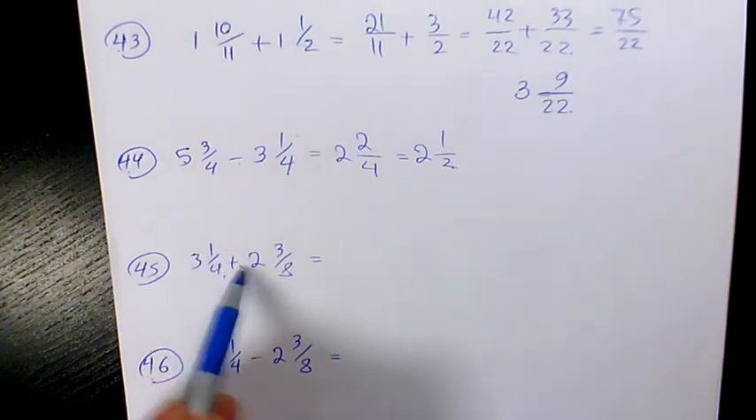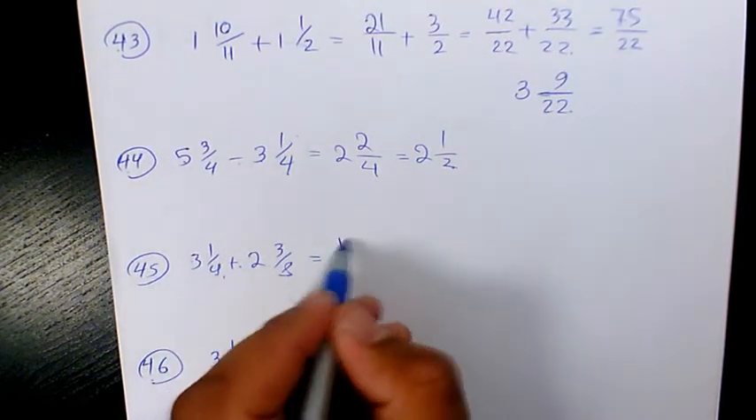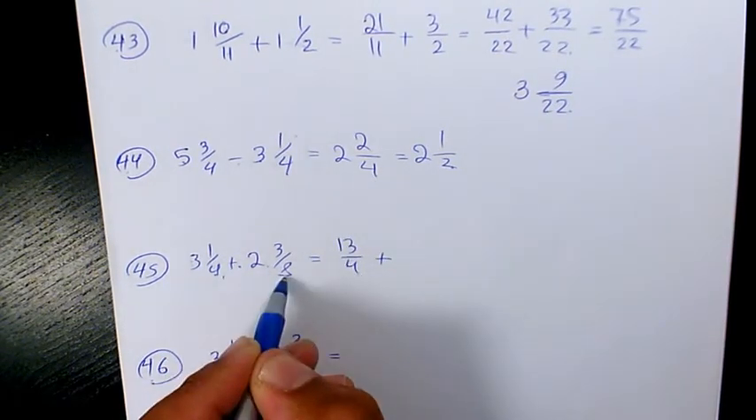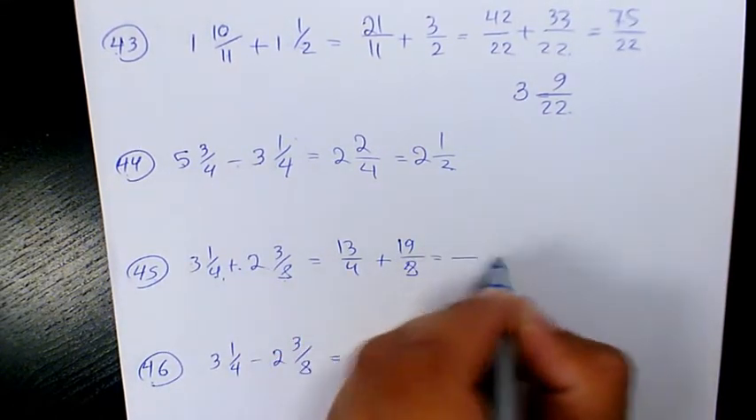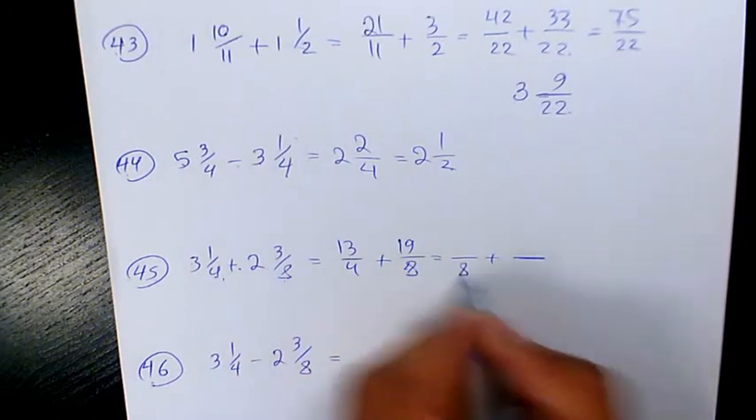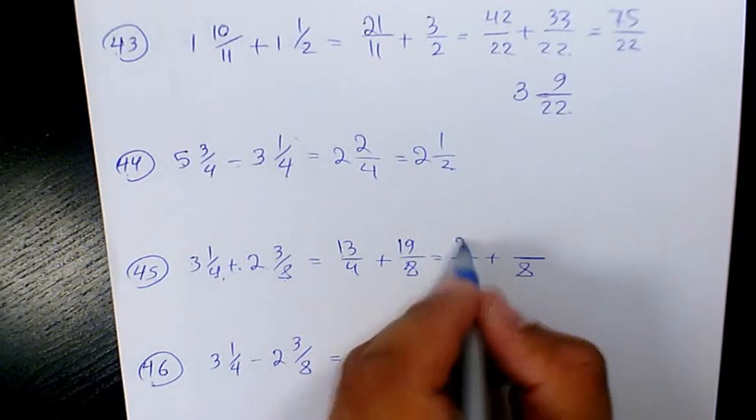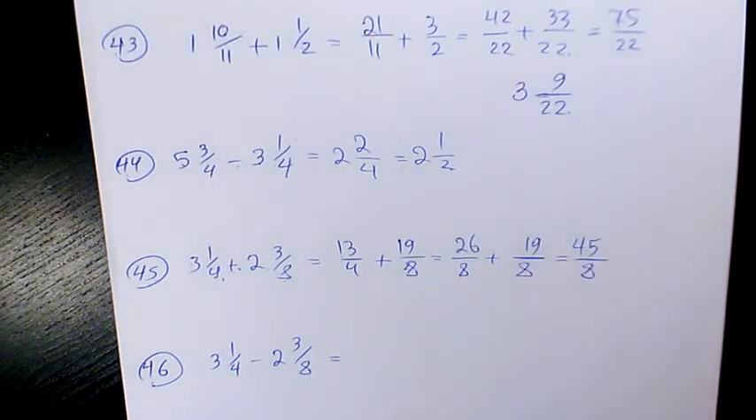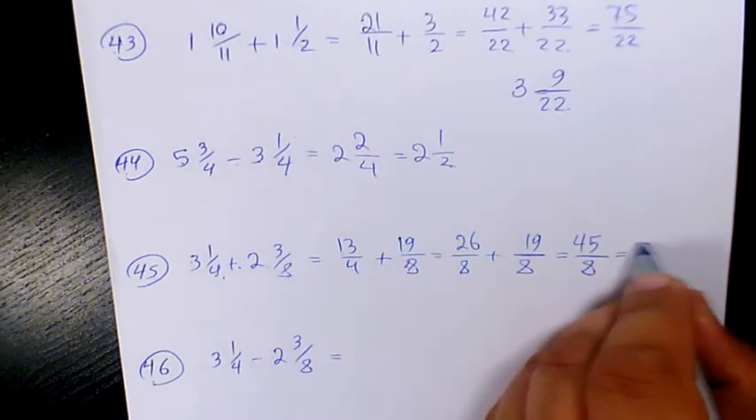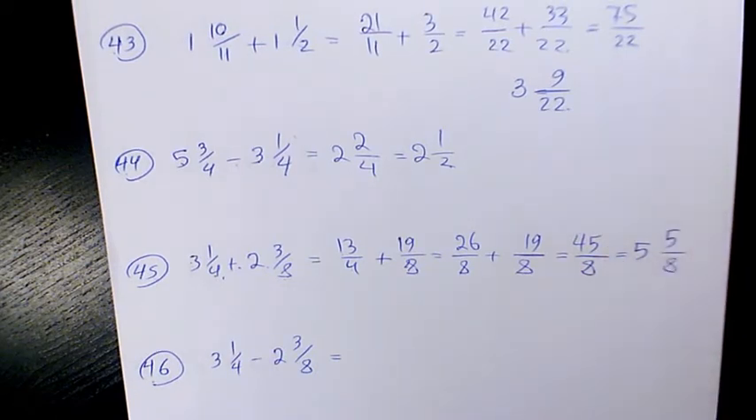3, 1 over 4 plus 2, 3 over 8. So 3 times 4, 12, plus 1, 13 over 4. 2 times 8, 16 plus 3, 19 over 8. The common denominator for 8 and 4 is 8. So 4 times 2 is 8. 13 times 2 is going to be 26. Plus 19 is going to be 45 over 8. 45 over 8, that's going to be 5.625. So we keep the 5. 5 times 8, 40. We have 5 over 8.